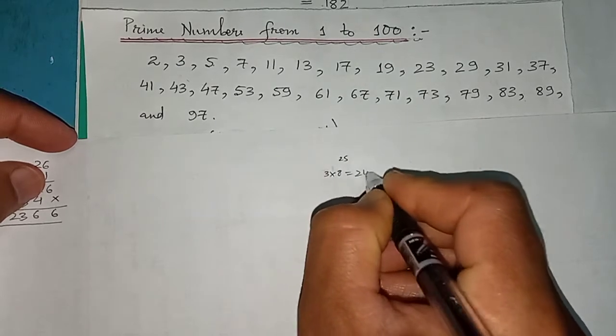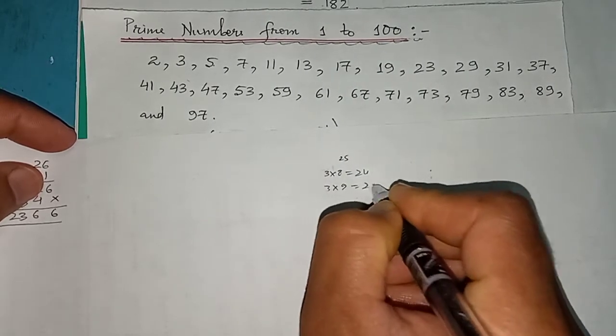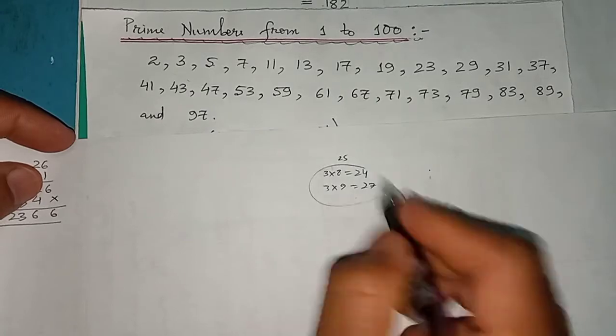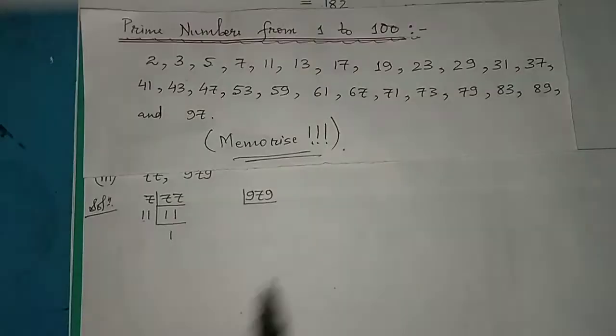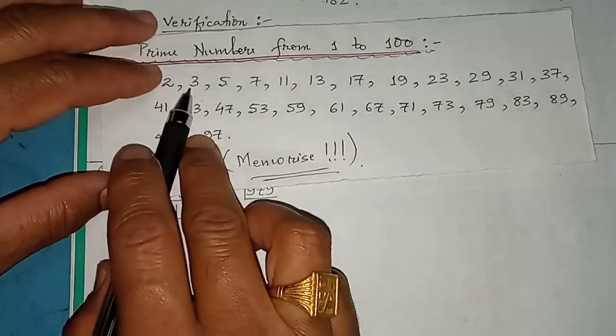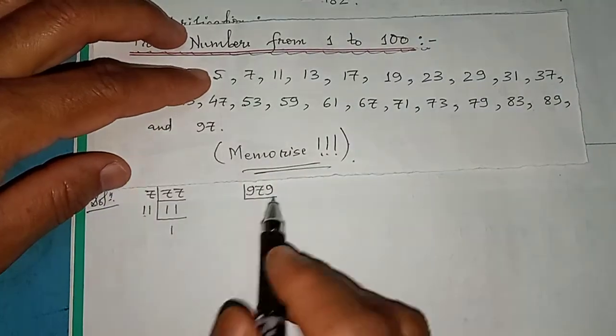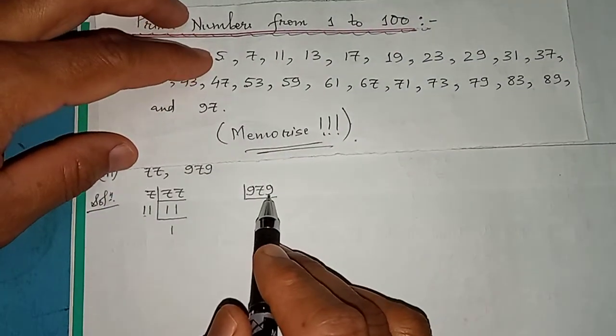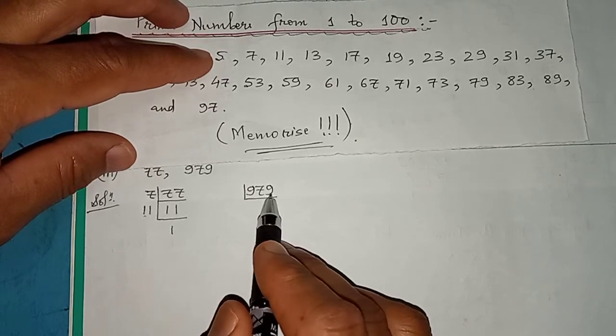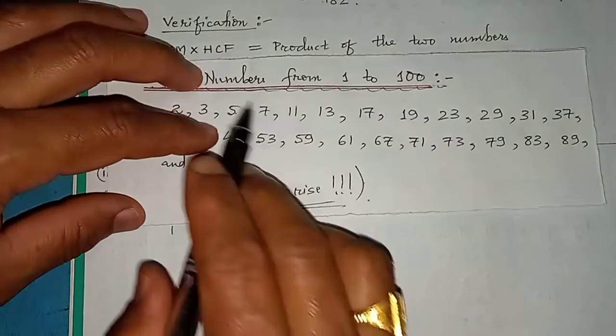3 8s are 24, and 3 9s are 27. See, 25 doesn't come in the table of 3. That means 25 is not a multiple of 3, so we cannot divide by the prime number 3. Then okay, we'll try 5, but for 5 the unit place digit should be 0 or 5, and since it is not 0 or 5, we cannot divide by 5.